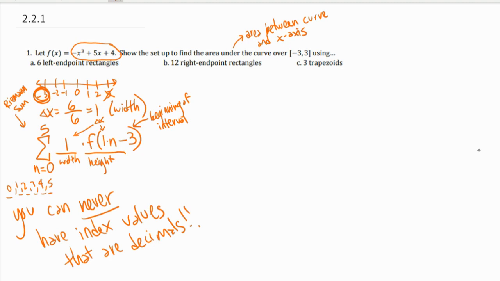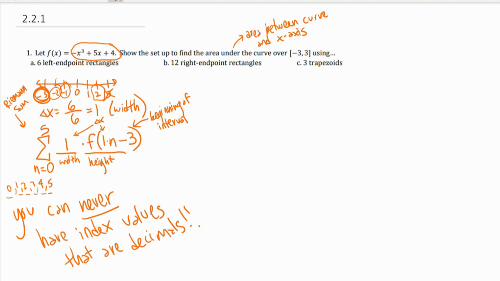Now, if you don't believe me, plug in 0. You would get f of 0 minus 3, which is f of -3. If you plugged in 1, you would get f of 1 minus 3, which is -2. If you plugged in 2, you would get f of 2 minus 3, which is -1. If you plugged in 5, we should get 2, right? Let's plug in 5. 5 minus 3 is f of 2, so it works out.